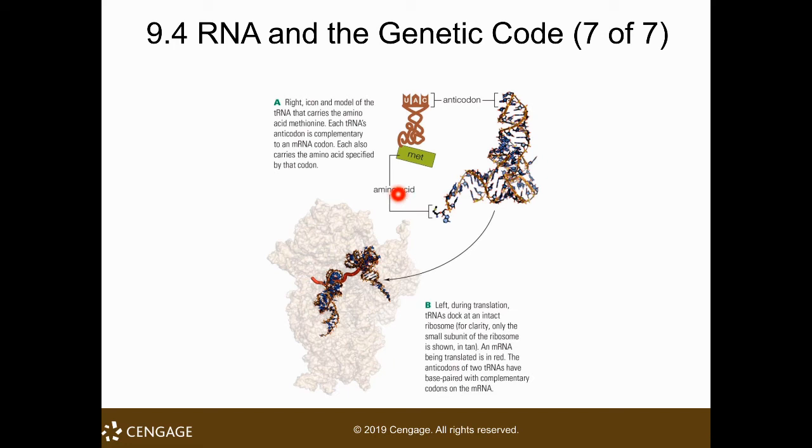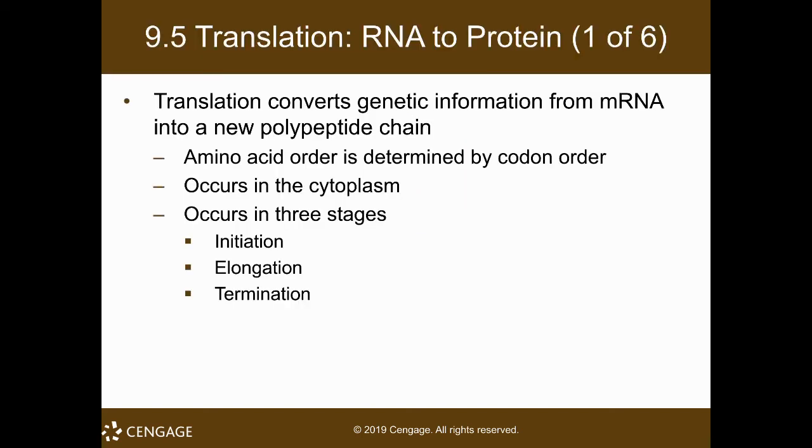So that's basically how your cells actually translate it. The anticodon will pair with the codon in the messenger RNA, and then the amino acid it carries will be added to the nascent or the growing polypeptide chain. So the translation converts genetic information from your mRNA to a new polypeptide chain. So the amino acid order is determined by codon order.